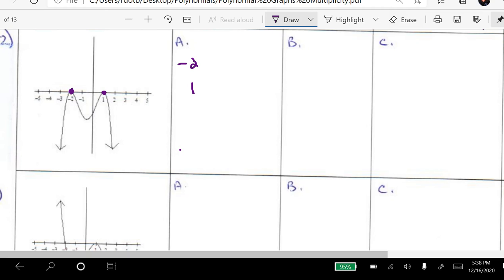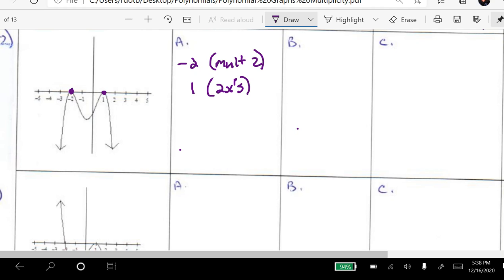Hopefully everyone recognizes that these have a multiplicity of 2. You can write mult 2, you can write 2 times. Something needs to be written indicating that it has a multiplicity of 2. So both of these have a u at that value, meaning it's a multiplicity of 2.